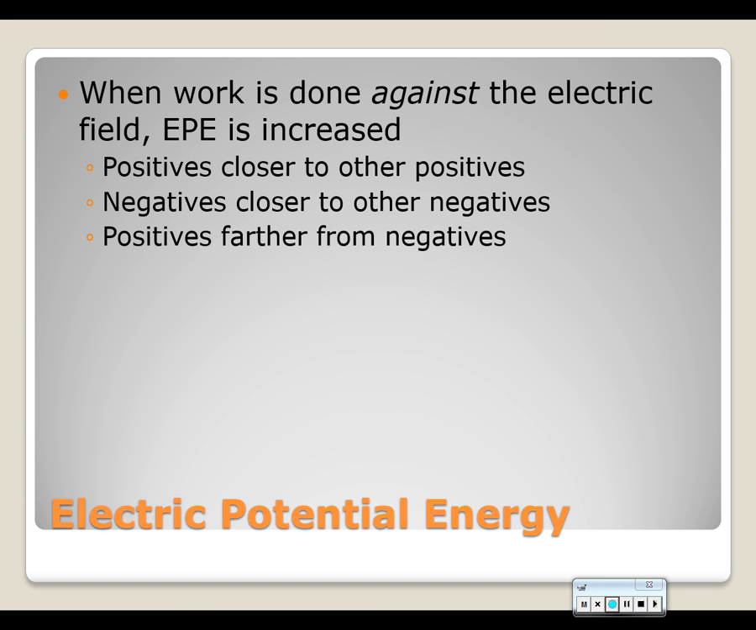So, on your three things, right? We talked about positives closer to other positives. We talked about positives farther from negatives, but we could also do negatives closer to other negatives. Any one of those would increase the electric potential energy. Those charges don't like these things to happen. That's doing work. They won't happen on their own, but if we make them happen, that's an increase in energy. Right? Good there? Okay.